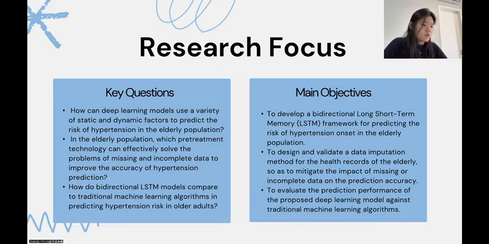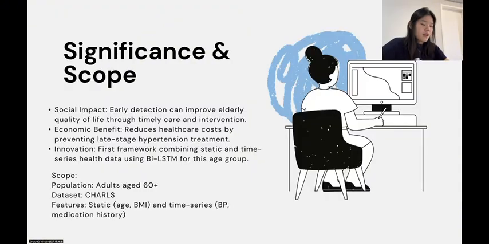And there are also three research objectives. Objective 1, to develop a bio-LSTM framework for predicting the risk of hypertension onset in the elderly population. Objective 2, to design a validated data imputation method for the health records of the elderly so as to mitigate the impact of missing or incomplete data on the prediction accuracy. And objective 3, to evaluate the prediction performance of the proposed deep learning model against the traditional machine learning algorithms.